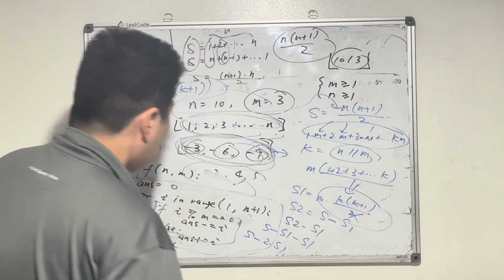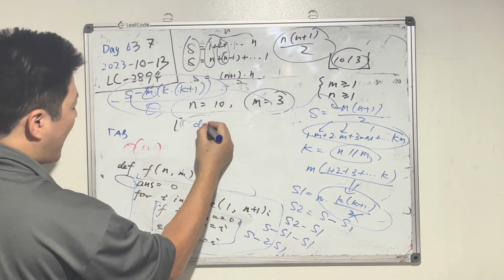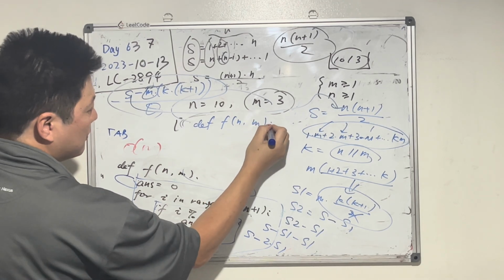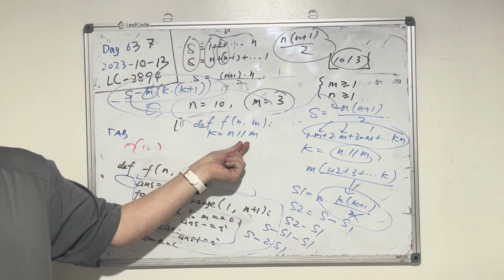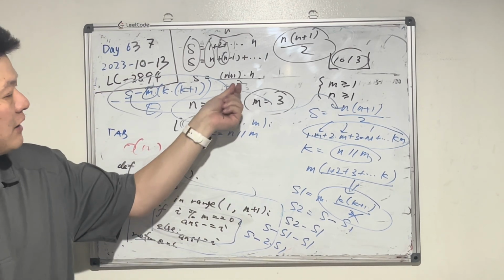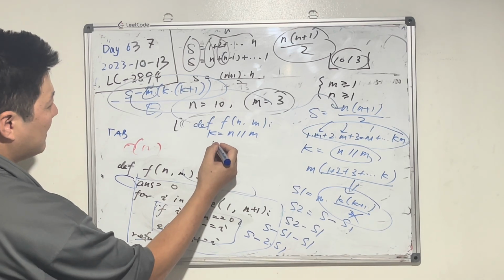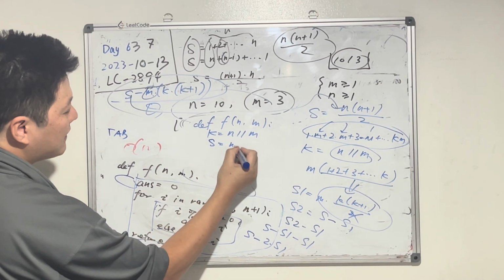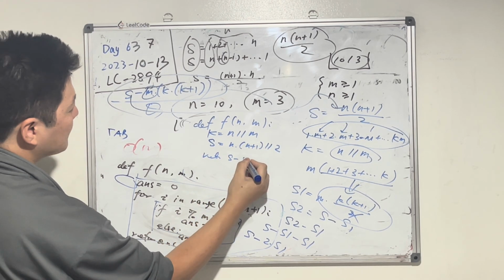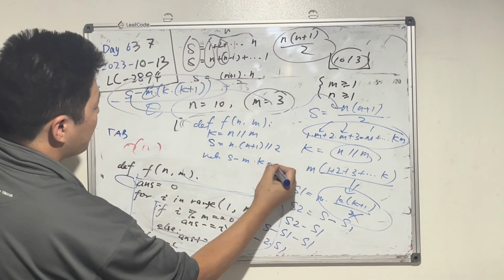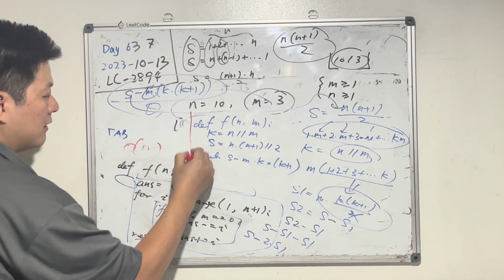Okay, let me write the Python code for the math. Define f(n, m). k equals n double-divided by m, because we want the integer part. 10 divided by 3 is 3 only, it's not 3.333. And then s equals n times n plus 1 divided by 2. The answer is return s minus m times k times k plus 1.